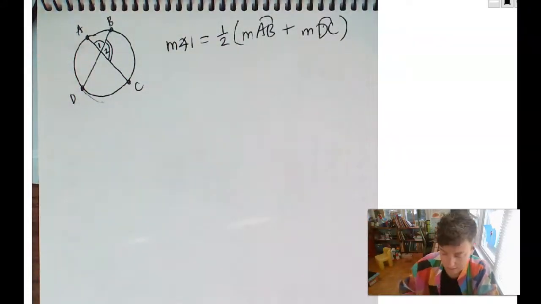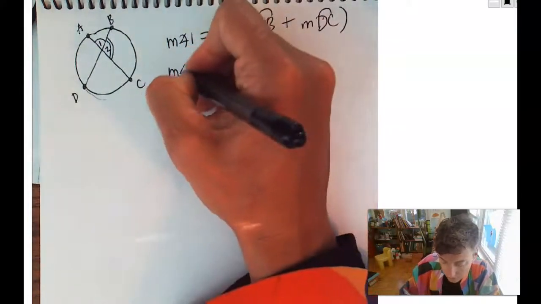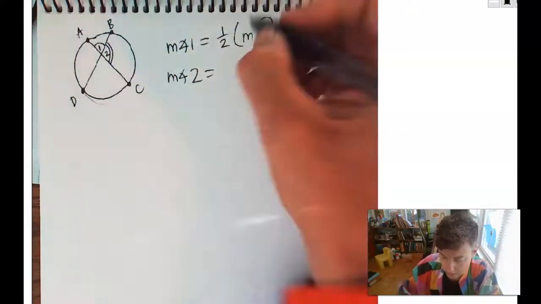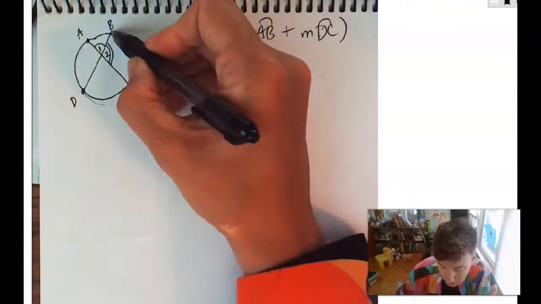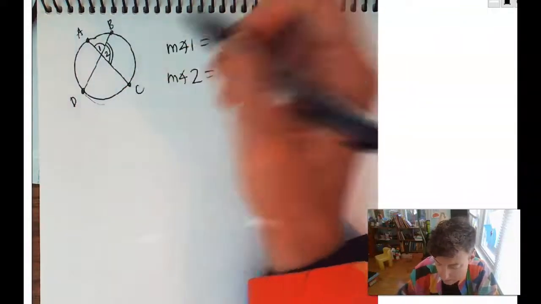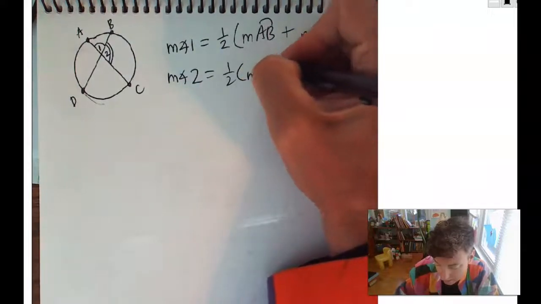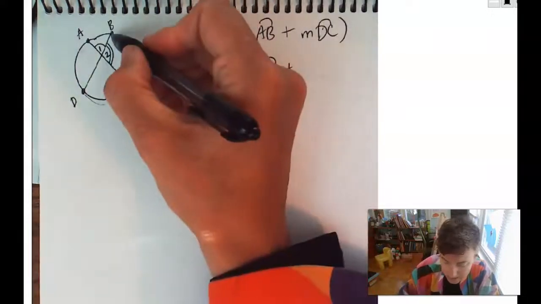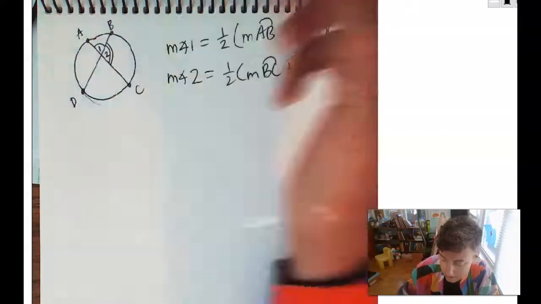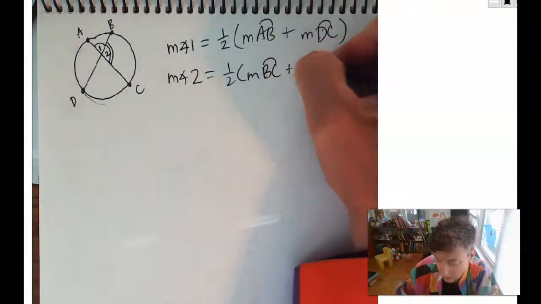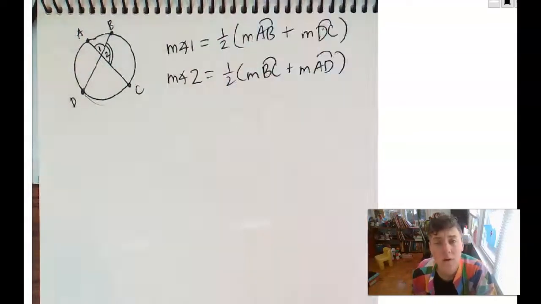And by that same logic, the measure of angle 2 is going to be 1/2 the measure of the arc it intercepts, BC, plus the arc its vertical angle intercepts, AD. Cool. I think it's time for some examples.